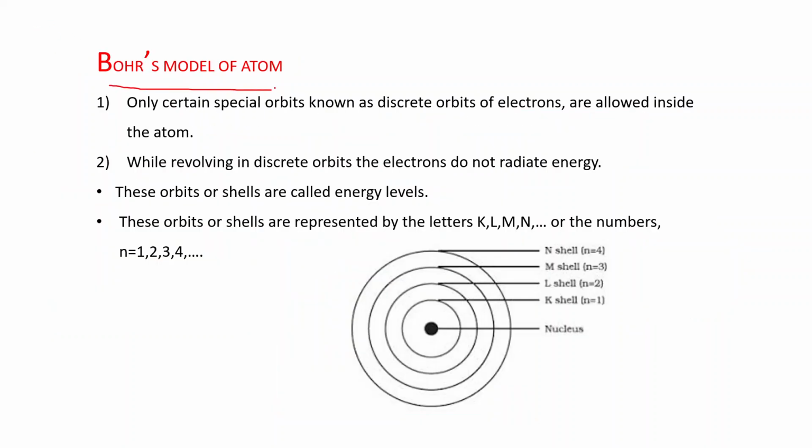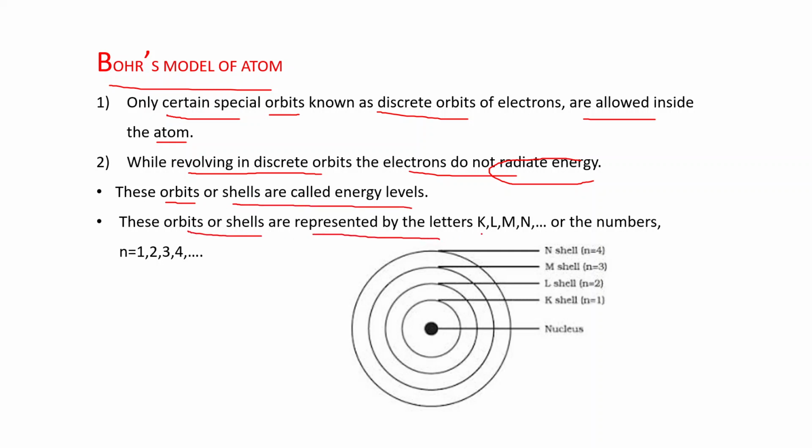Bohr's model of atom. Only certain special orbits, known as discrete orbits, of electrons are allowed inside the atom. While revolving in discrete orbits, the electrons do not radiate energy. That's why atoms are stable. These orbits or shells are called energy levels. These orbits or shells are represented by letters like K, L, M, N, or by numbers, that is n equal to 1, 2, 3, 4. Orbits or shells are represented by this n.